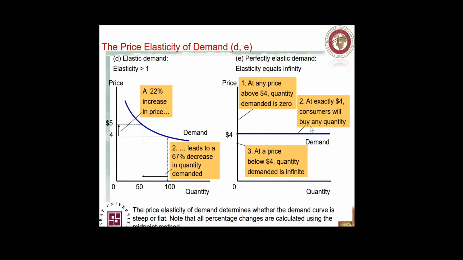Okay, and then we have the perfectly elastic demand. The perfectly elastic demand is exactly a straight line parallel to the horizontal axis, the x-axis. So in this case, the price will be fixed. The quantity demanded will change, but the price will be fixed at any time. Even if the quantity demanded is 0, the price would remain the same.